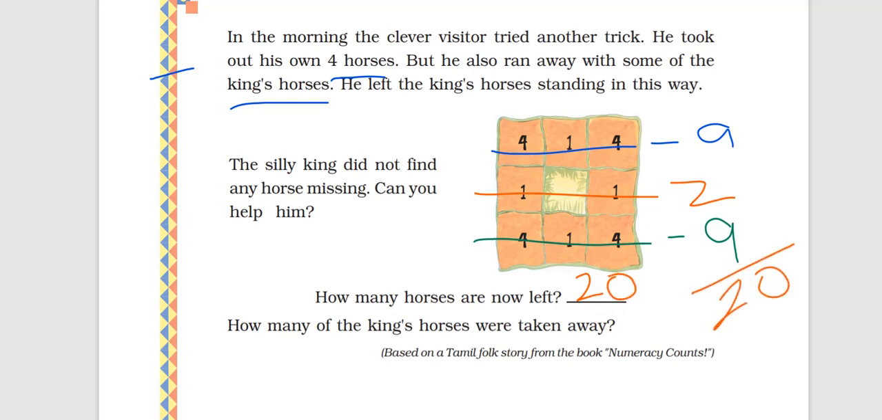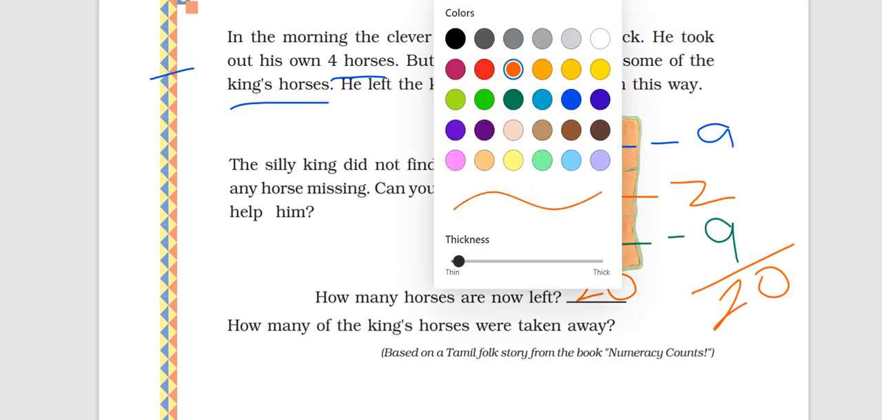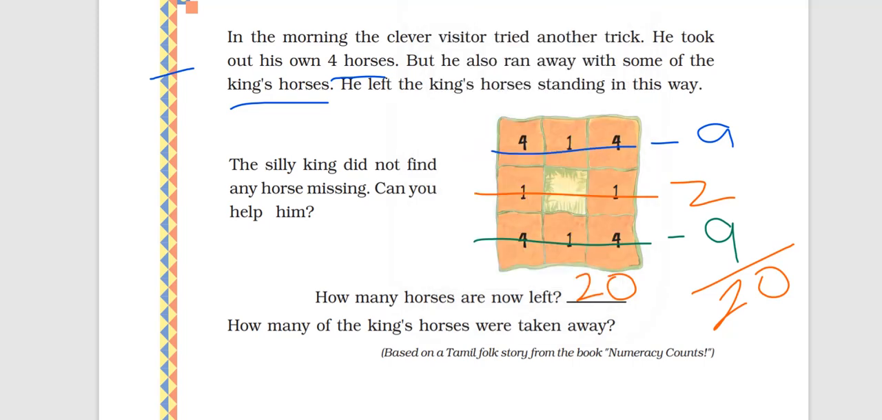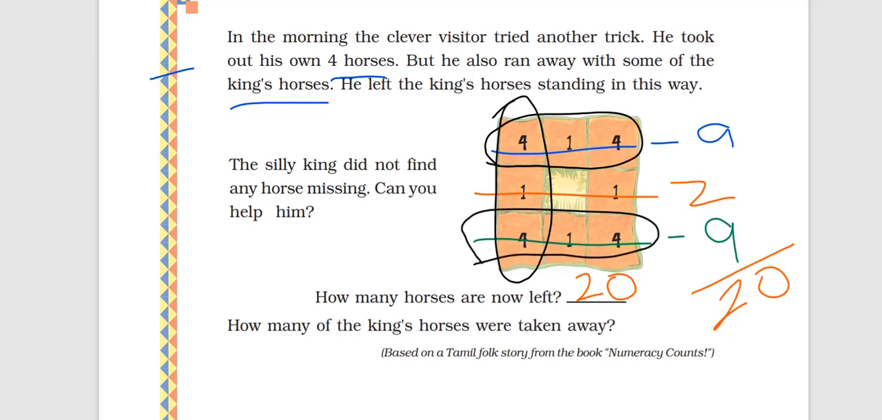But this visitor arranged the horses in such a way that the king would think there are still 9 horses in each row or column or whatever, the usual way how the king counted. And what was that way? He would count 4 plus 1 plus 4 in this row. He would find out there are 9 horses. And then he would count 4 plus 1 plus 4. There you go. There's still 9 horses. He would count over here 4 plus 1 plus 4. 8 plus 1 is 9. That's good. Last thing he did was 4 plus 1 plus 4, which is again 9 horses.